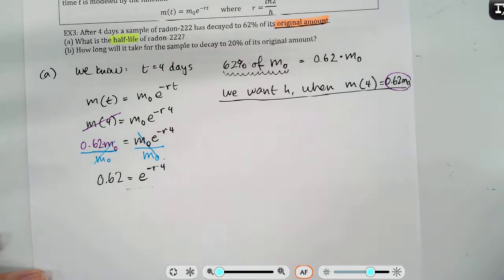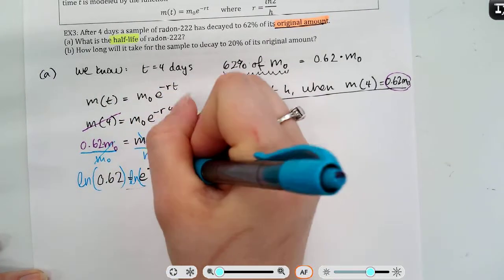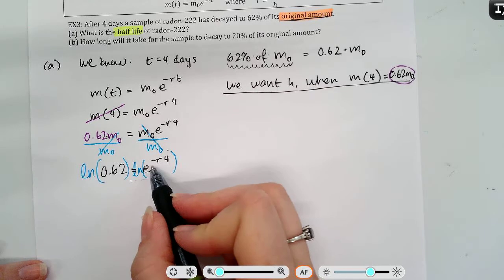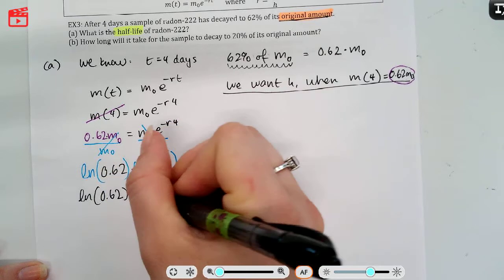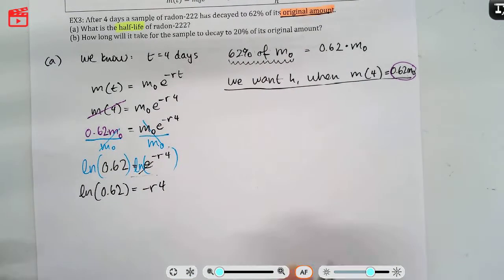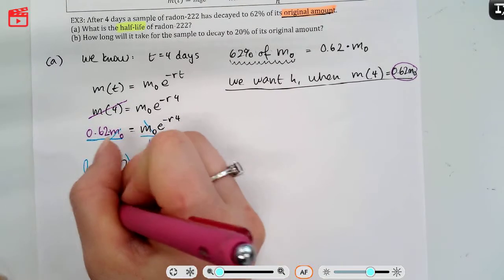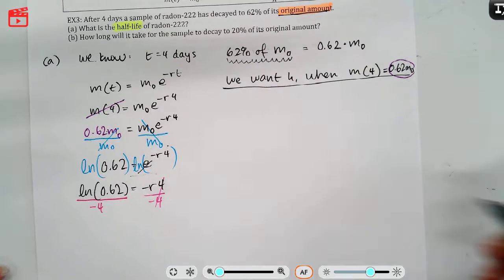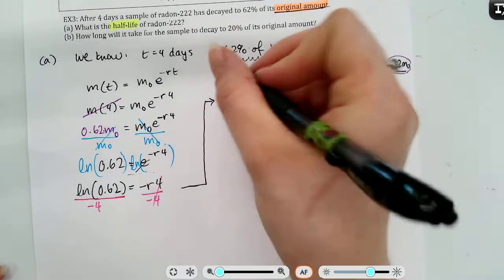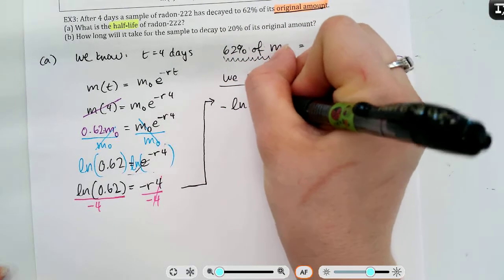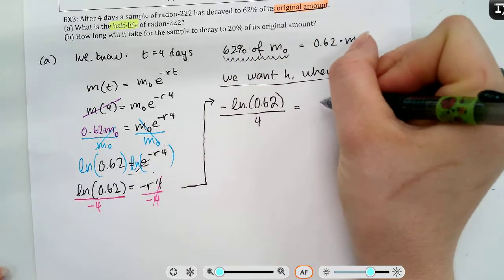Solving for r, we're going to take the natural log of both sides. Why did I choose the natural log? Because I see e. The natural log will cancel with the e, and I'm left with the natural log of 0.62 equal to negative r4. We're going to divide both sides by negative 4 to get r by itself. So that's going to be negative natural log of 0.62 divided by 4 equal to r.